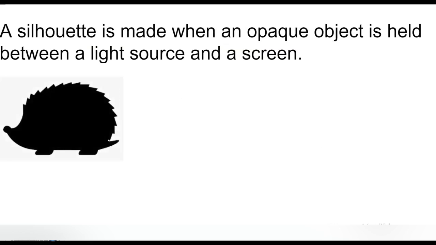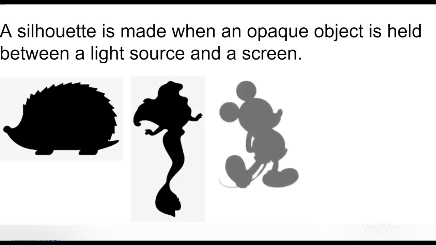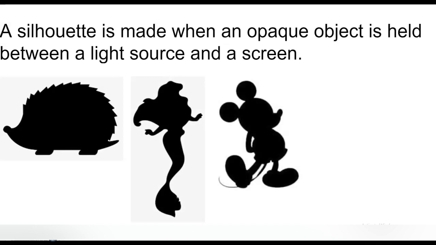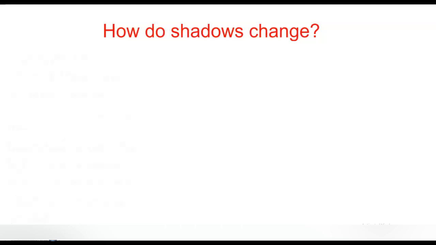What do you think this silhouette is? It's a hedgehog. You can still see the outline of the shape. We've got Ariel from Little Mermaid. Of course, Mickey Mouse. And what animal? A cat. So how do shadows change?